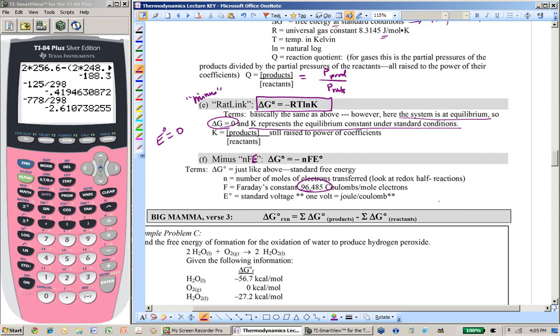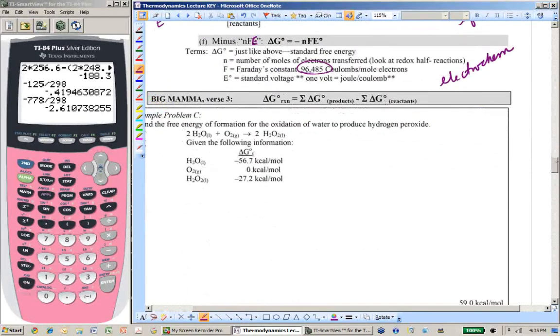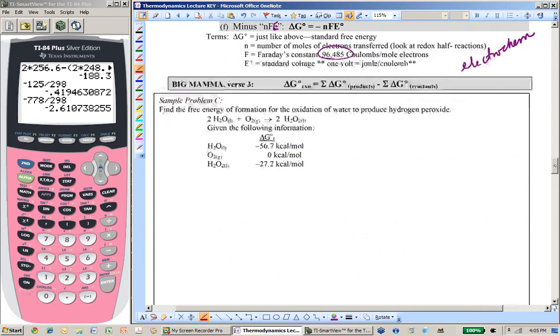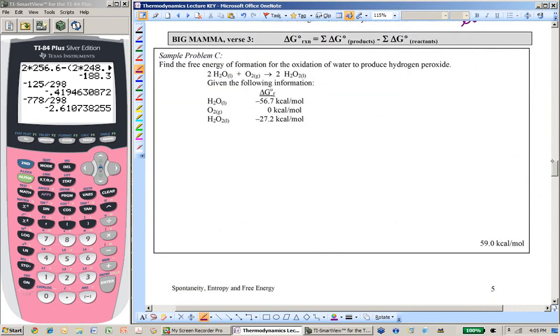So this is my connection to electrochem. This is my connection to equilibrium. This is all elegantly connected together. So we've already talked about Big Mama verse 3, and that's what this problem deals with. Find the free energy of formation for the oxidation of water to produce hydrogen peroxide.